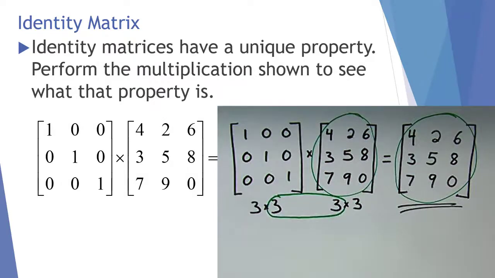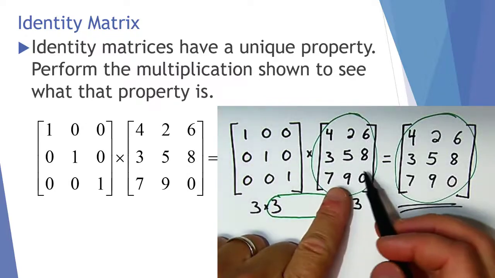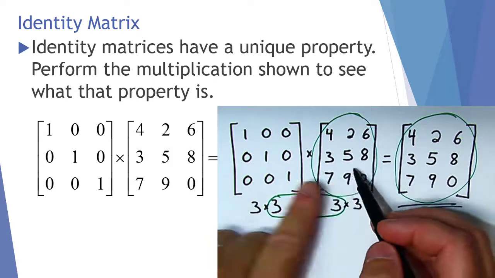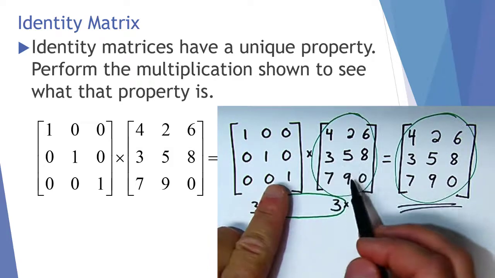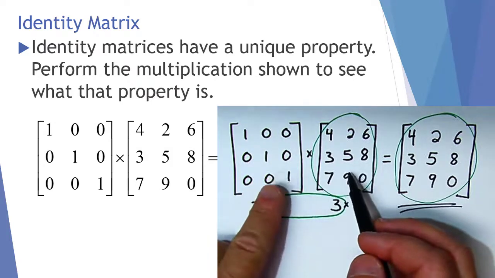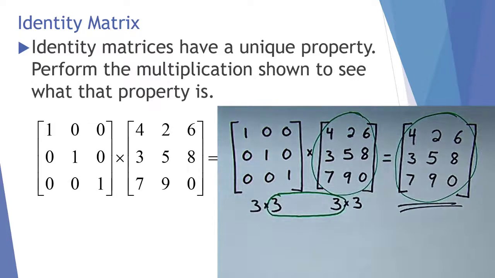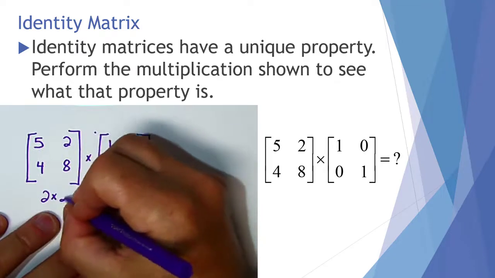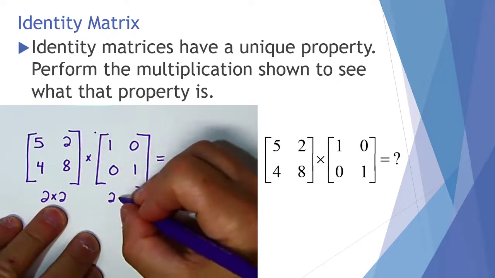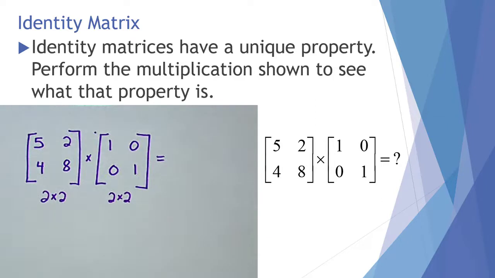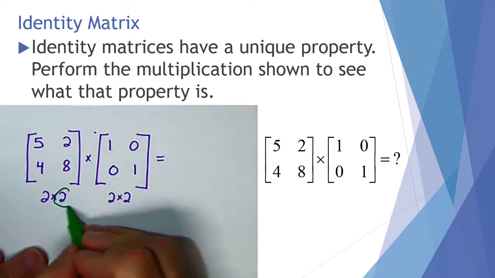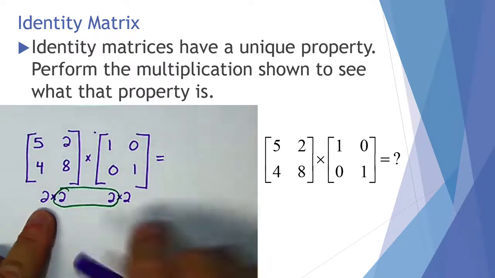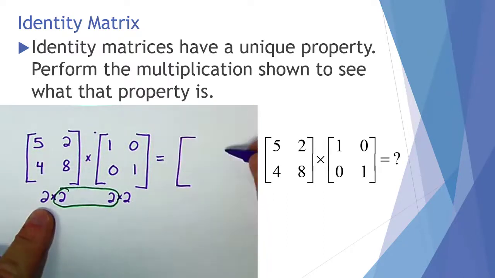Let's see if that's also true with our 2 by 2 example. Now, notice that I put the matrix that I was multiplying the identity by on the right, and I put the identity on the left. Does it matter? Let's switch the order for a 2 by 2 example and see how that works out. So for our second example, we're taking a 2 by 2 matrix times the 2 by 2 identity. We know that these two middle numbers have to be the same, and of course they are, and that tells us that our product matrix will be a 2 by 2 matrix.